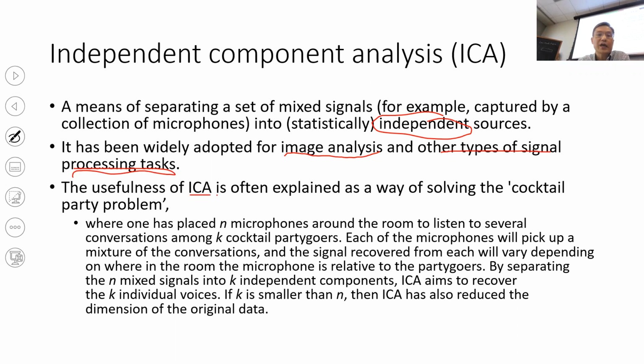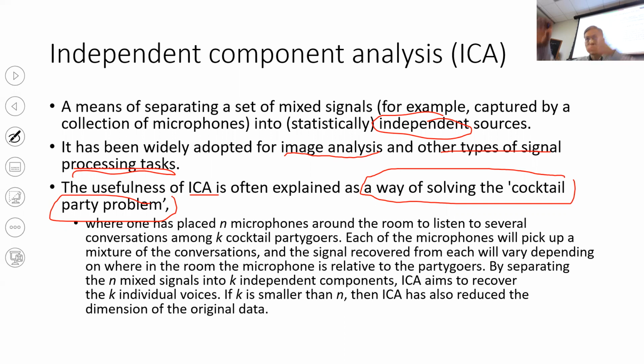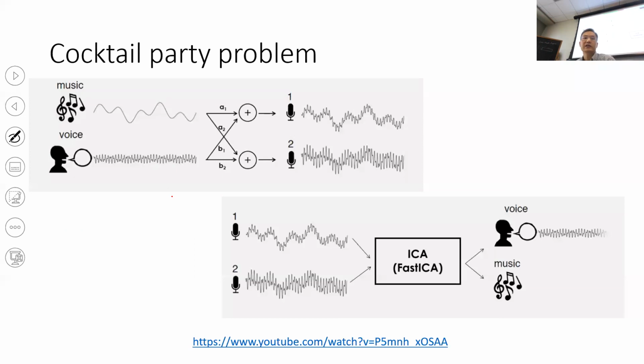The usefulness of ICA can be explained by what is called the cocktail party problem. If you are at a cocktail party with a lot of noise, you want to recognize the source of the noise. For example, a couple of people talk at the same time, and you receive a signal from person A and B, and your brain should be able to process this mixture signal and recognize who's talking what. Basically, that's the idea.